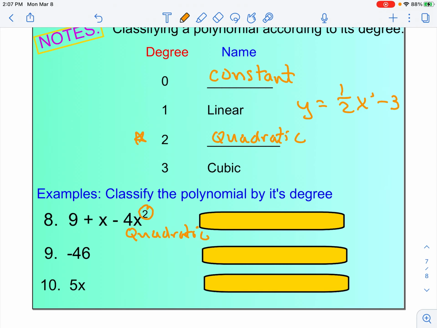Again, a tricky one because this is degree 0. There are no variables. So this is degree 0, so it is constant. And you try the last one here. Degree 1 is linear. Okay, so that is the end of our first day of the second half of chapter 7.